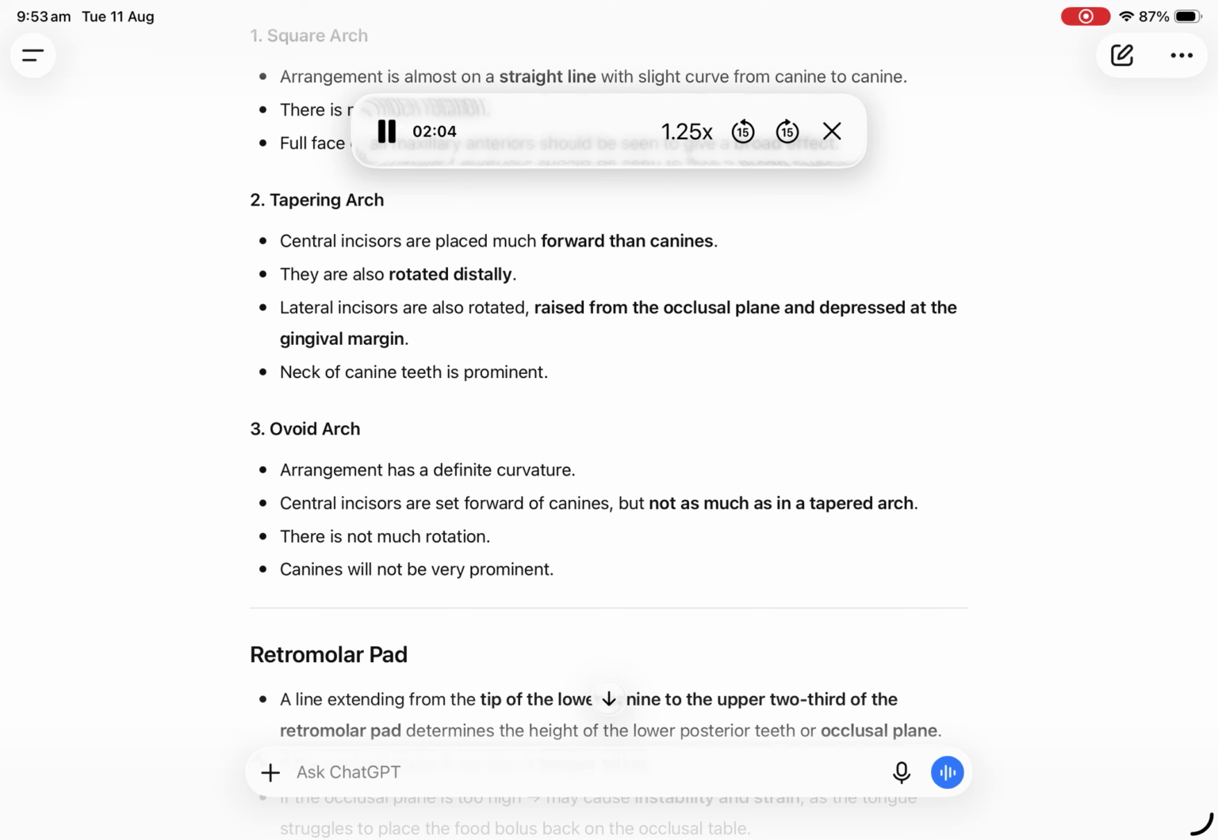3. Ovoid arch. Arrangement has a definite curvature. Central incisors are set forward of canines, but not as much as in a tapered arch. There is not much rotation. Canines will not be very prominent.